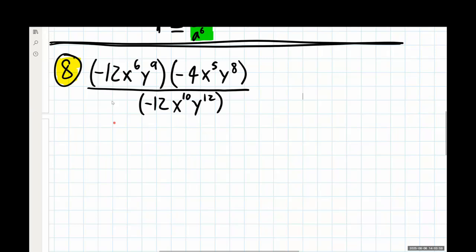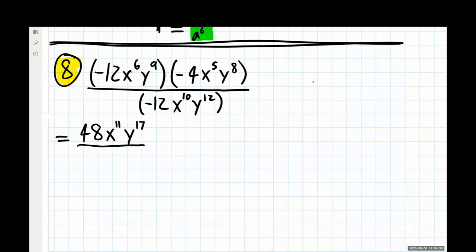So looking at the numerator, I have negative 12 x to the 6th y to the 9th times negative 4 x to the 5th y to the 8th. I can multiply the coefficients together. That's going to give me 48. I have x to the 6th times x to the 5th. I'm going to apply the product rule there, which means the exponents will add, and I get x to the 11th. And then I have y to the 9th times y to the 8th, which means the exponents will also add, and I get y to the 17th power.